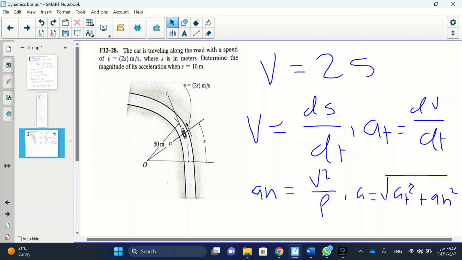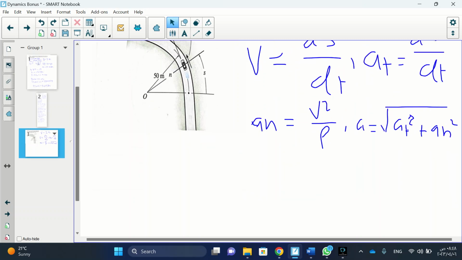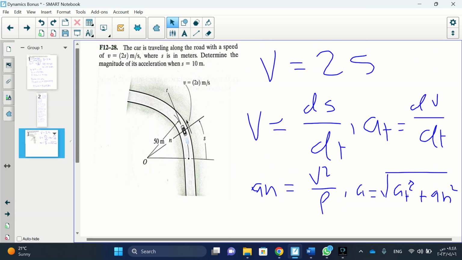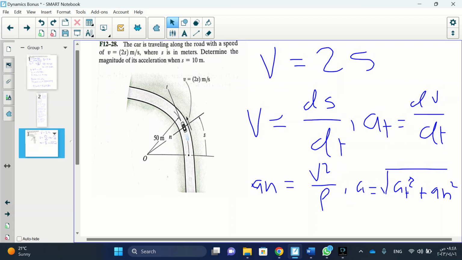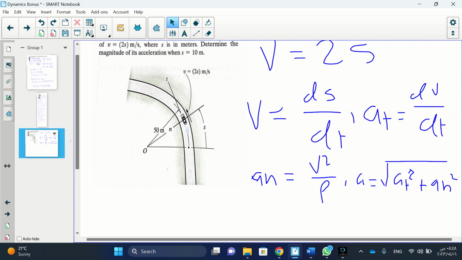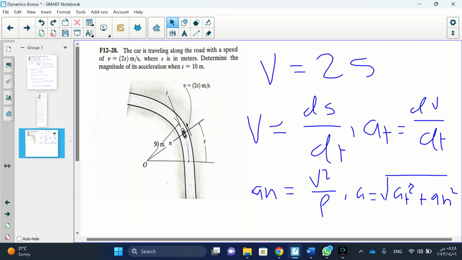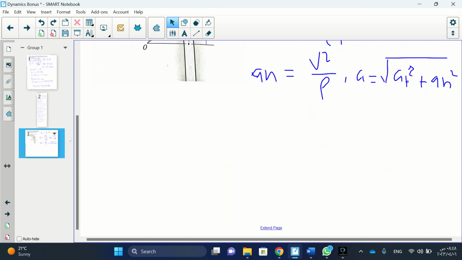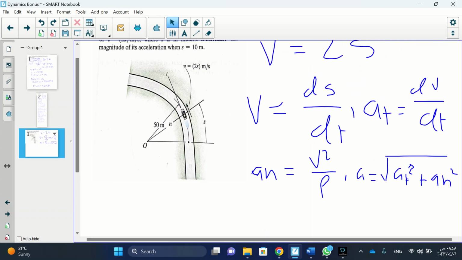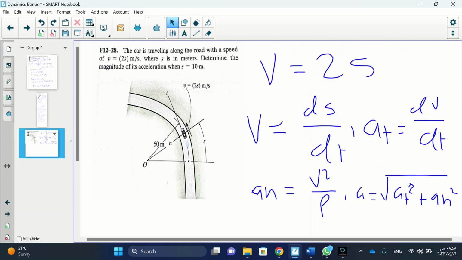بس خلاص، نبدأ بالحل ونشوف. هو عطانا الـ v, so we know that v is equal to 2s. And by the way, this is at s is equal to 10. Okay.